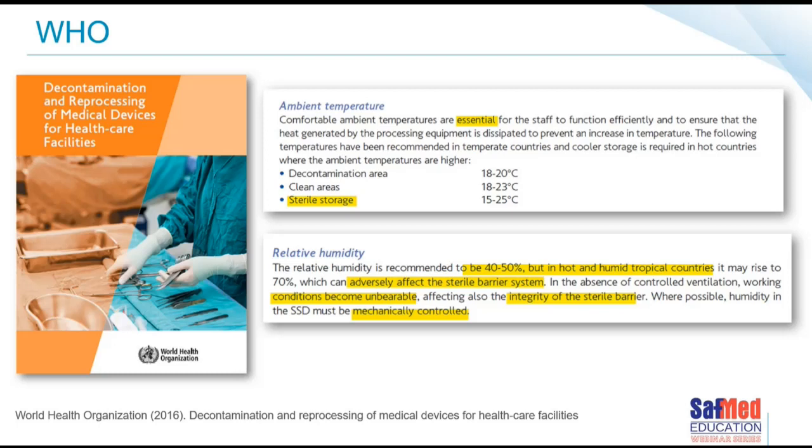The relative humidity is recommended to be at 40 to 50%, but in hot and humid countries, it may even rise up to 70%. The World Health Organization clearly states this can adversely affect the sterile barrier system. In the absence of controlled ventilation, working conditions become unbearable, affecting also the integrity of the sterile barrier system. So therefore, it is important that humidity in the CSSD must be mechanically controlled. I hope that everybody has mechanical controls in the CSSDs.